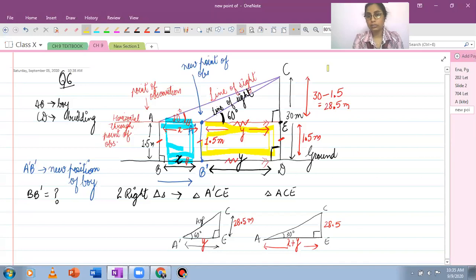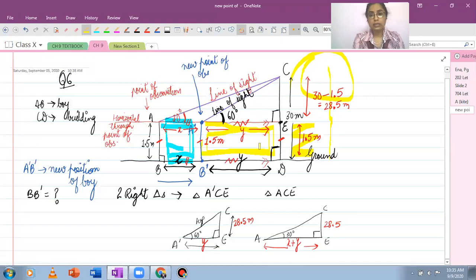And on this side over here, the total height was 30 meters, out of which the lower portion is 1.5. So the remaining portion we had calculated: total height minus the height of the boy. So we have CE equals 28.5. All of this, if you want, you can describe, or you can just mark in the figure the way I have done.